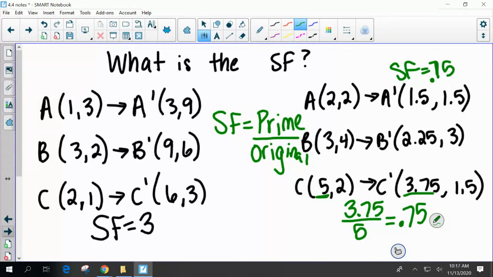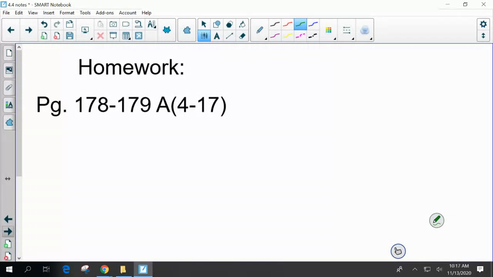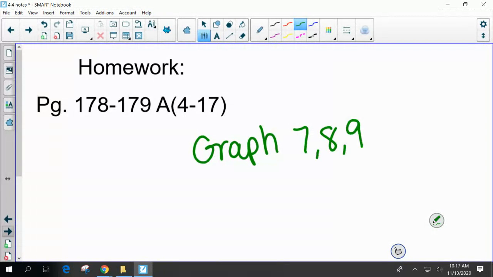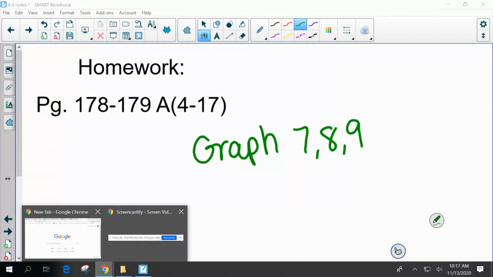Okay, so for your homework, you're doing page 178, 179. You're going to get half of a sheet of graph paper. Here are the problems that you're graphing. You're graphing 7, 8, and 9, just in case you're confused about what you're supposed to graph.